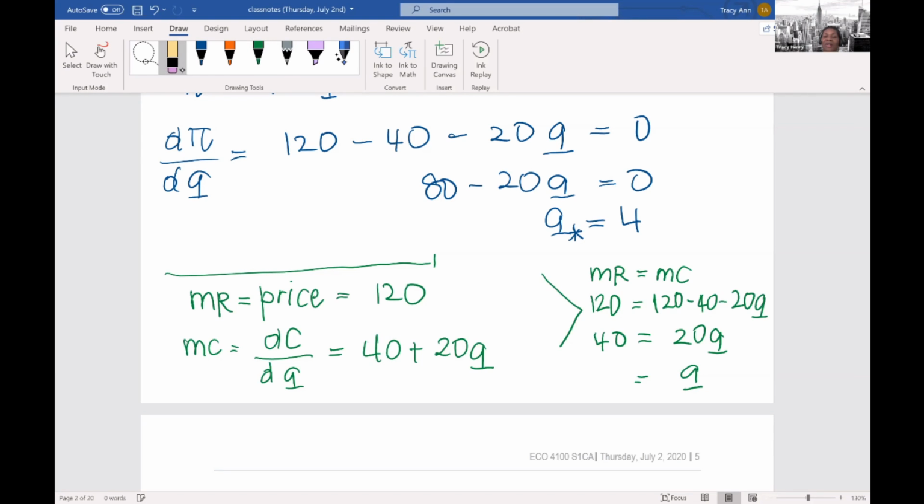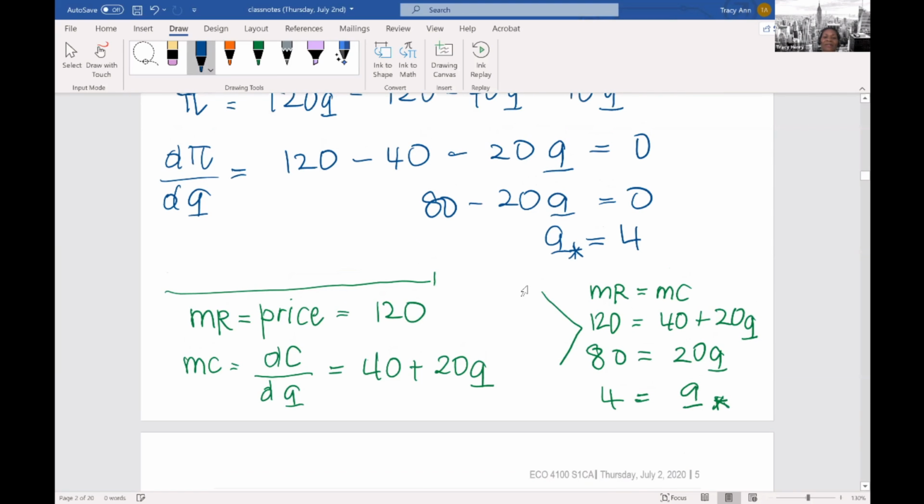So if I'm setting up marginal revenue equal to marginal cost, then I have to set up 120 is equal to 40 plus 20Q. So 80 is equal to 20Q, and Q is equal to 4. So this is our way of doing it using marginal revenue equal to marginal cost.